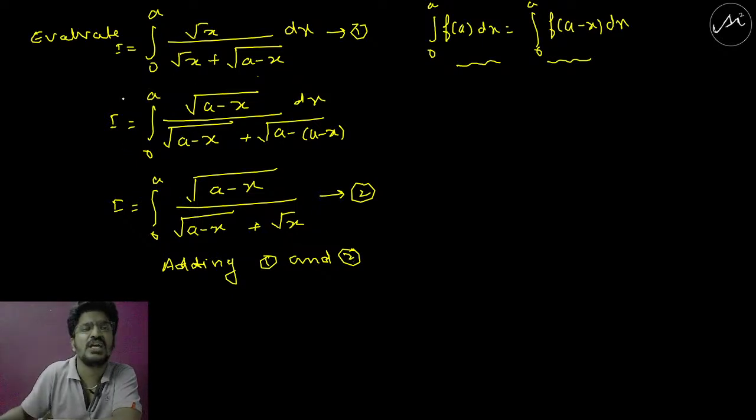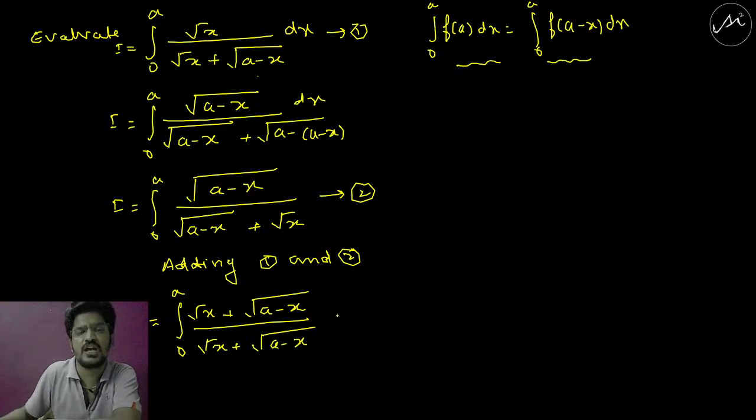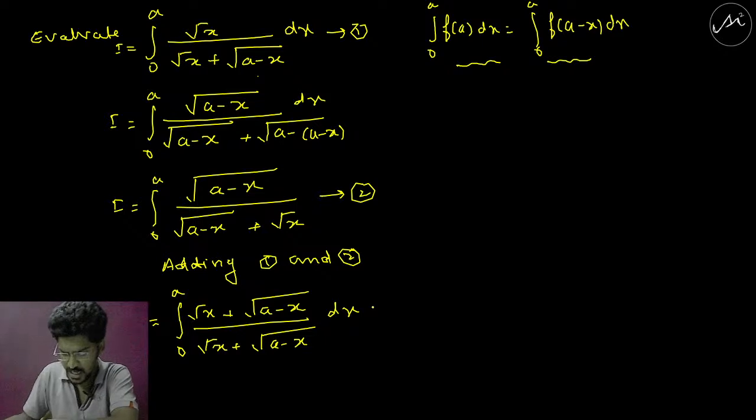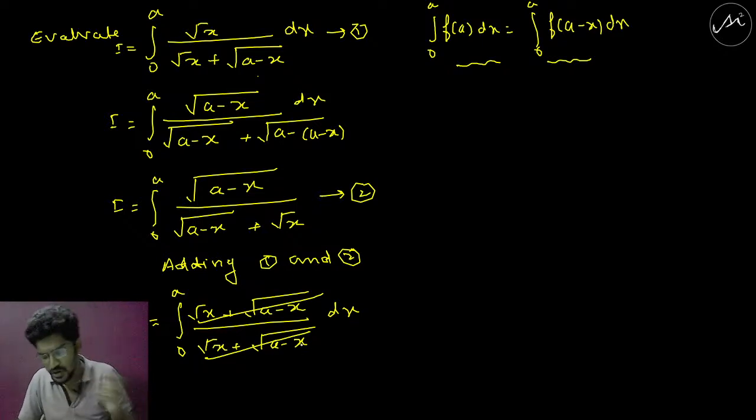Adding 1 and 2, I plus I becomes 2I. This is the integral from 0 to a of (root x plus root of (a minus x)) divided by (root x plus root of (a minus x)), dx. Clear? So root x plus root of (a minus x) in the numerator and denominator cancel, and the remaining term is 1.